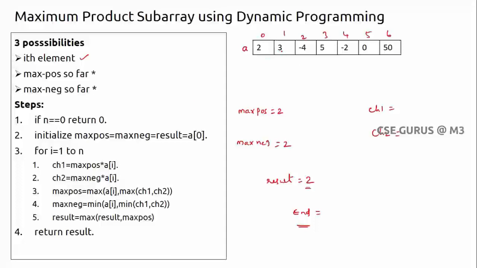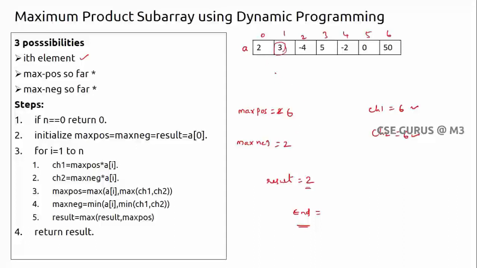Taking the second element 3, which is positive, you can see choice 1 equals maximum positive 2 into 3, which is 6. Of course choice 2, from maximum negative, is also the same, so 6 here also. Now what is maximum positive? It is the maximum of 3 values: choice 1, choice 2 and the current element, which is 3. So what is the maximum of 3, 6, 6? It is 6, so update this as the maximum positive.